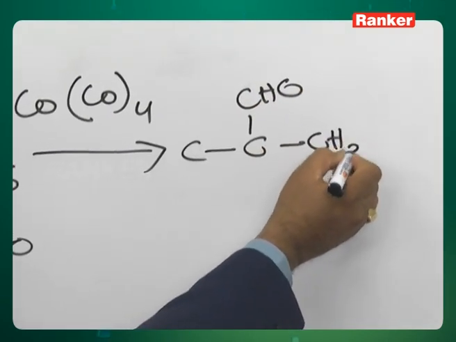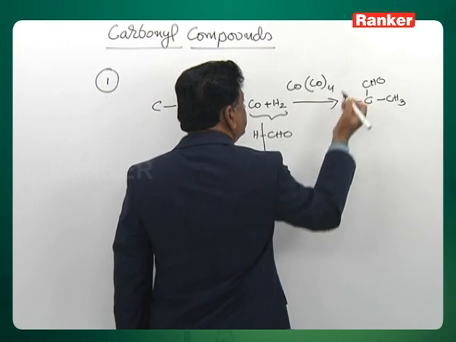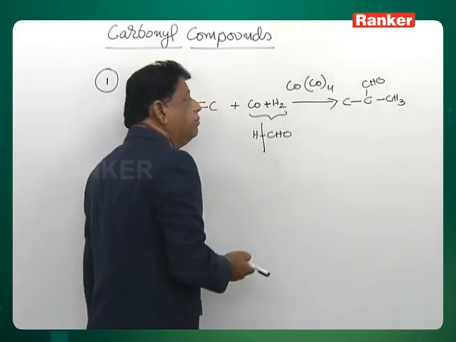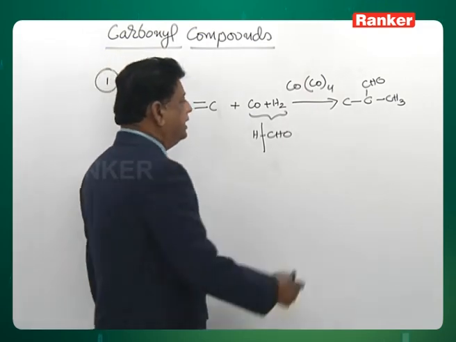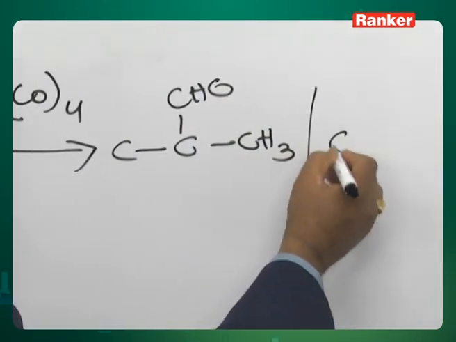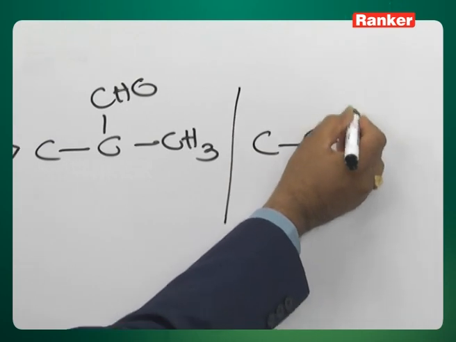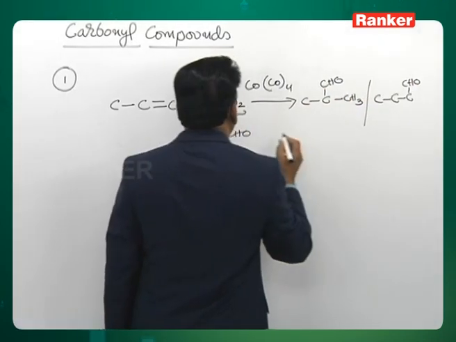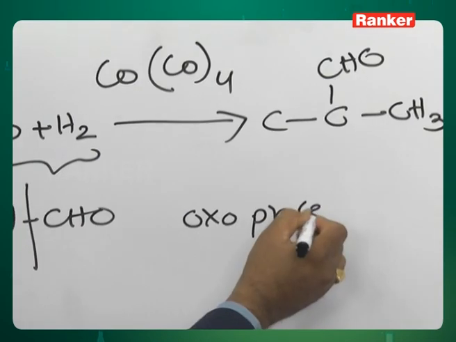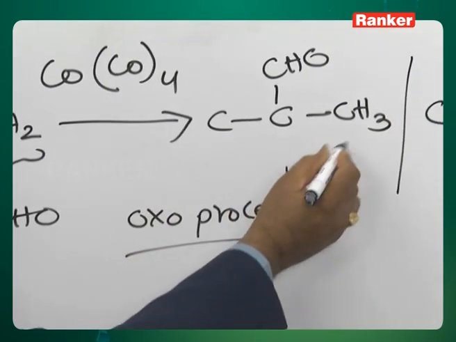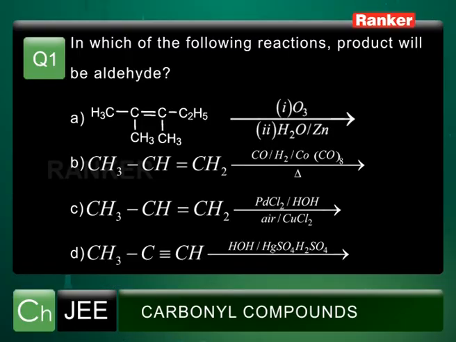However, if the reaction is continued, H is added, CHO is added here, and you will get primary alcohols also. If you can stop at this level, the aldehydes will be formed. So you also get a CHO on the last carbon. This process is called the oxo process. So the aldehyde they were asking about, the answer B will be the right answer.